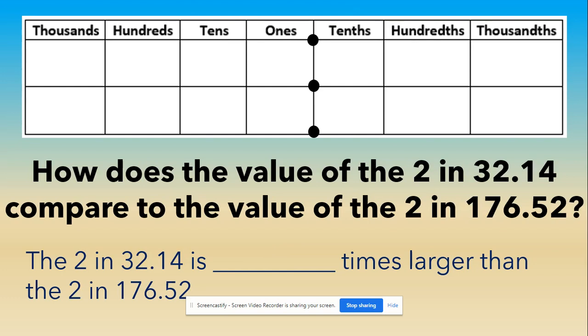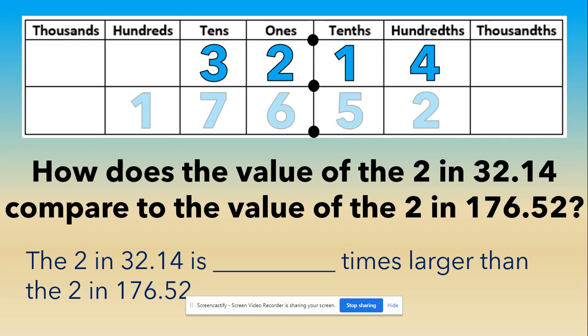Let's try another similar one. How does the value of the 2 in 32 and 14 hundredths compare to the value of the 2 in 176 and 52 hundredths? Let's start by placing these numbers into our place value chart. We know that we're going to be comparing the 2, so I'm going to change that color. We're comparing the ones place to the hundredths place.